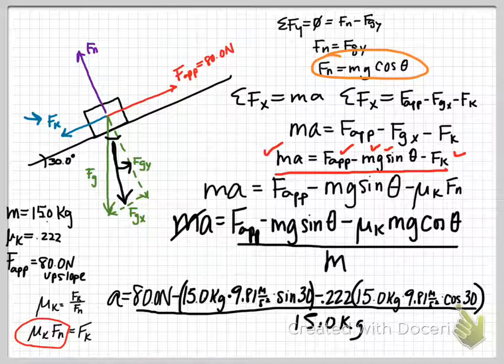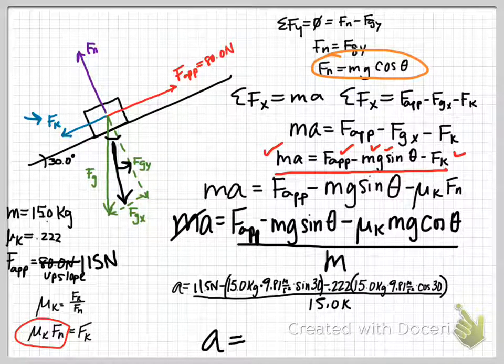How embarrassing. Well, when I try to change numbers on the fly, this is what happens. If you're only pushing with 80 newtons of force, you're not going to push this box up the hill. So we're going to change the applied force to 115 newtons. That's better. Okay, now go ahead and get your raw number. Alright, are you ready?